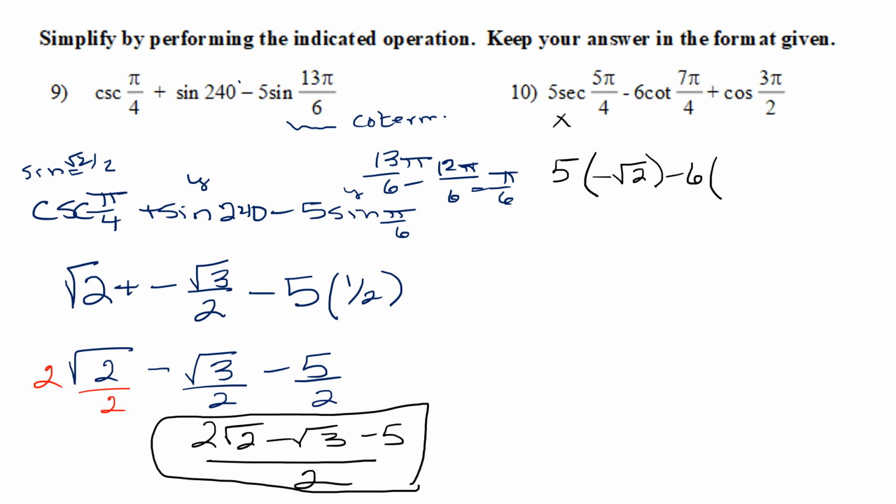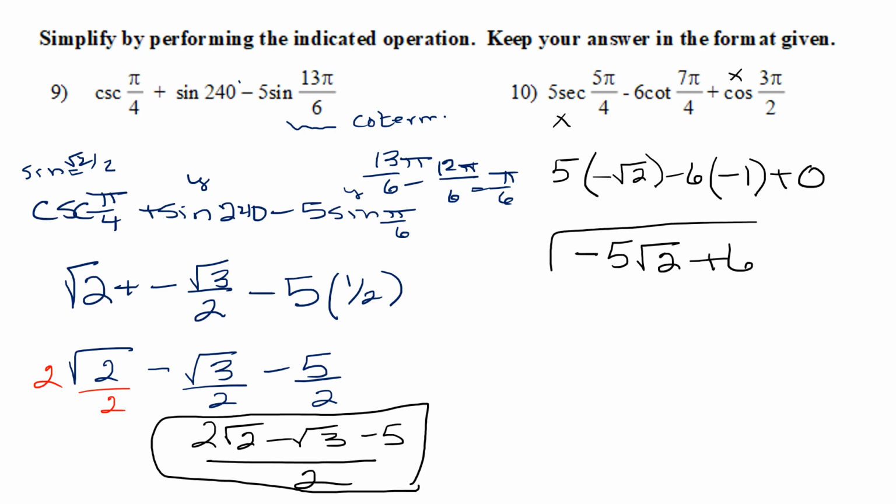Minus 6 multiplied by cotangent of 7 pi over 4 is going to be negative 1. And then plus cosine of 3 pi over 2. My x value at 3 pi over 2 is 0. Awesome. So I have 5 multiplied by negative root 2. That's just negative 5 square root 2. And then negative 6 multiplied by negative 1 is just plus 6. So negative 5 root 2 plus 6.